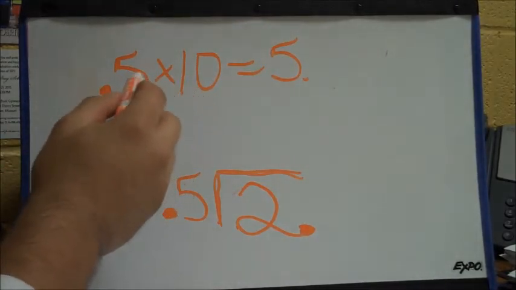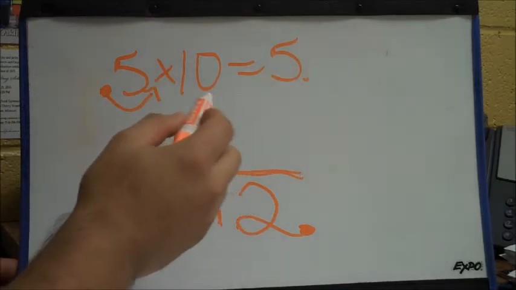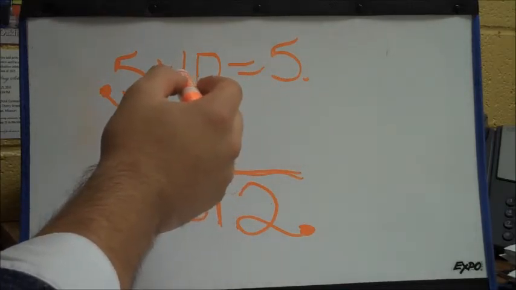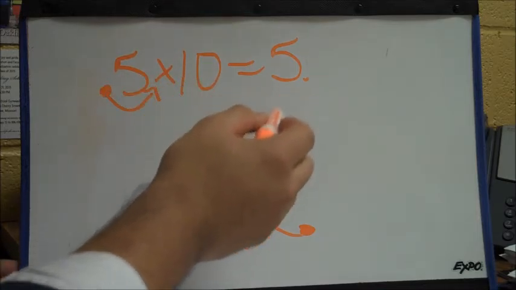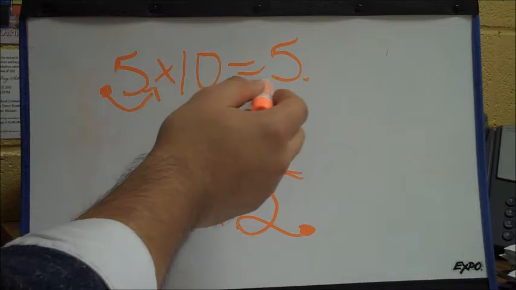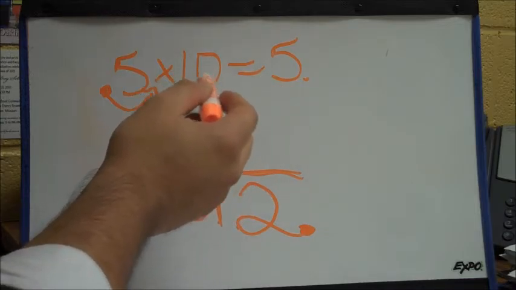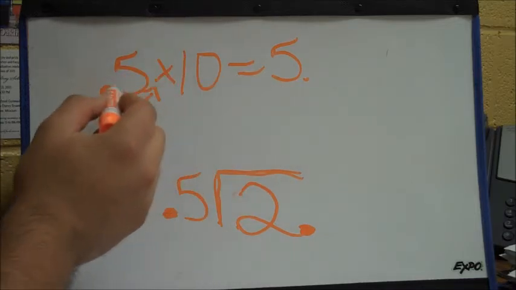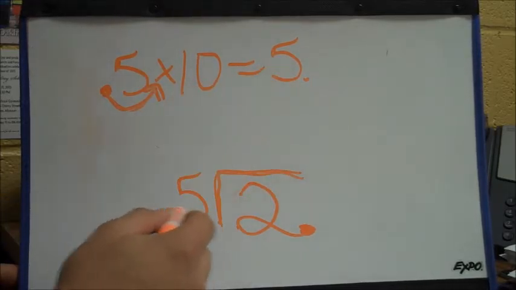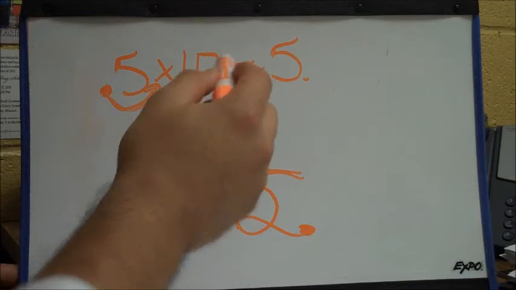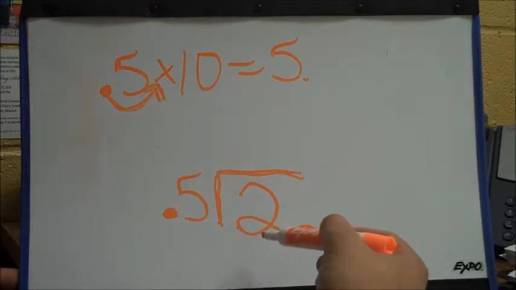So remember, when we're multiplying by 10, 100, or 1,000, or any number that's a base 10 number, the decimal is going to just move to the right when we multiply, by however many zeros are in that 10, 100, or 1,000. So there's 1 zero in 10, so we move it to the right 1 place. So now, since I multiplied this times 10, that means I have to multiply my inside times 10.